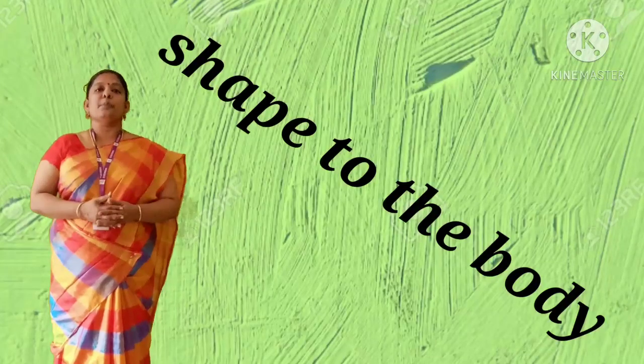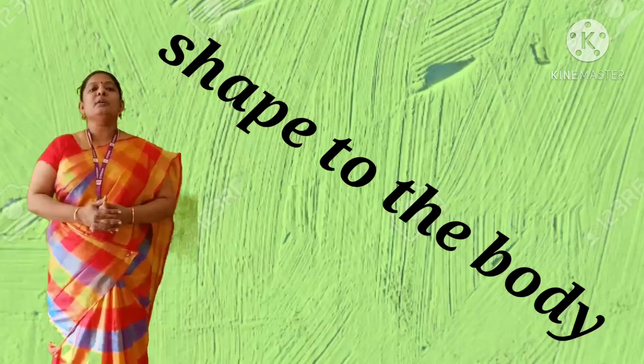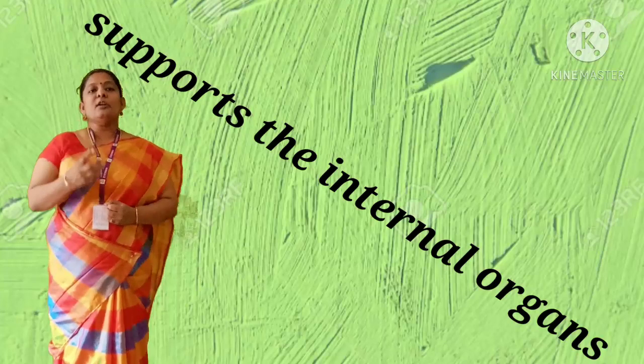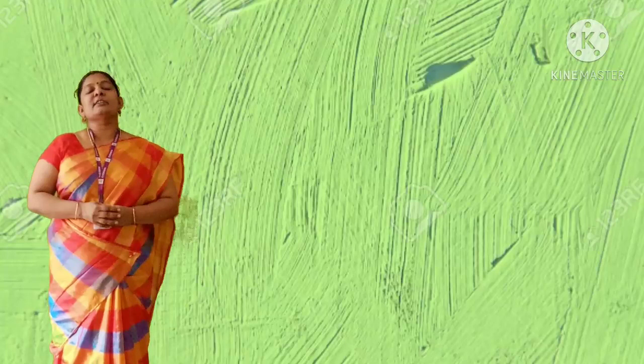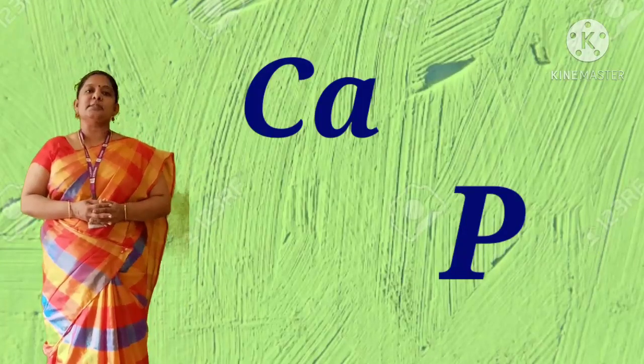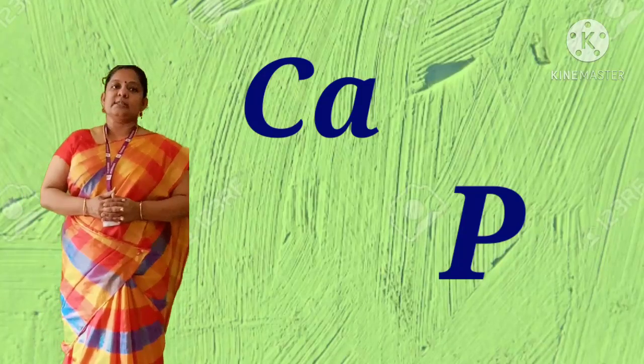Now we are going to see the functions of the skeleton system. The first function is that it gives shape to the body. The second one is that it supports and surrounds the internal organs of the body. Calcium and phosphorus are the 2 important minerals present in the skeleton system. The minerals the body needs for important regulatory functions are stored inside the bones.